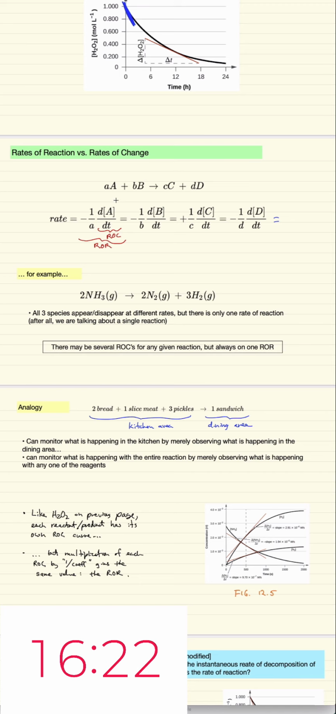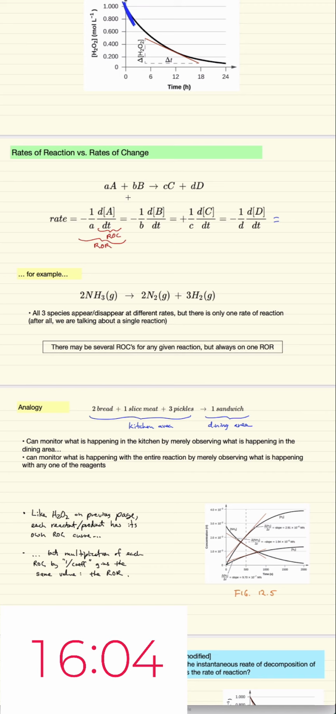and D. So a rate of change is how fast A disappears. And A might disappear at a different rate than B. Why? Because I'm only losing 1 meat, but I'm losing 3 pickles. So this is going to be 3 times greater. But wait a minute, that can't be right. I've only got 1 reaction, so I can only have 1 reaction rate.